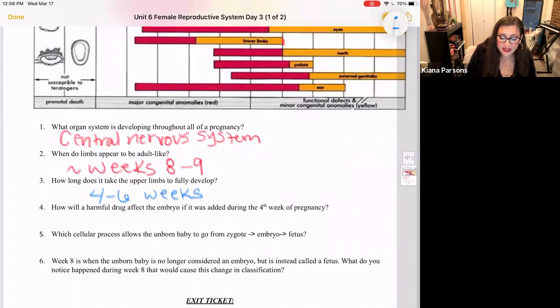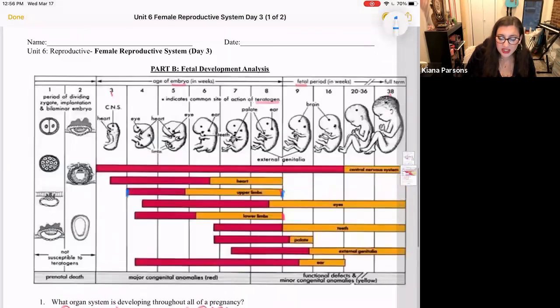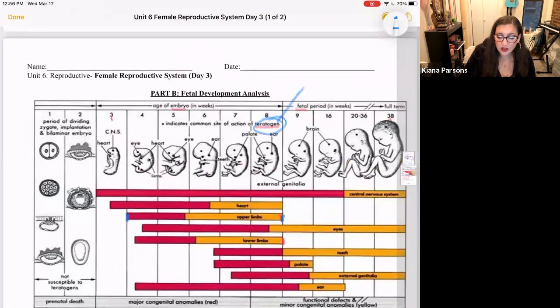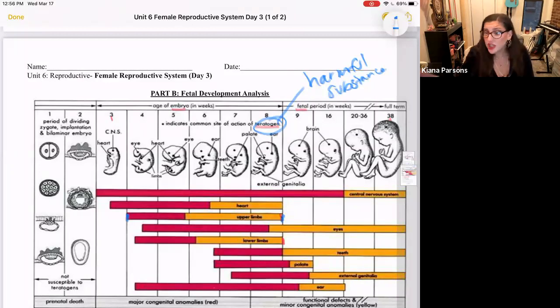How will a harmful drug affect the embryo? Again, that is what a teratogen is, a harmful substance. And that isn't just drugs. If you have ever known a pregnant woman, they can't eat things like sushi or soft cheeses because they could be harmful to the growing baby. We'll talk about the placenta on day 4, but there are mechanisms in place to protect the growing fetus. But obviously, a little baby wouldn't eat sushi itself.